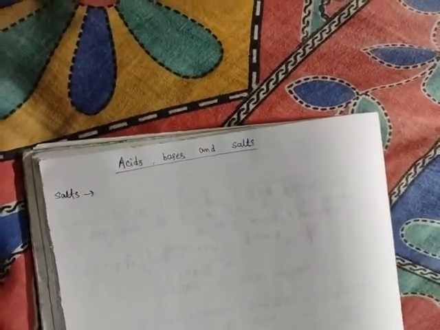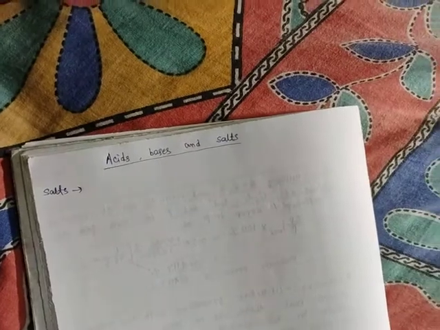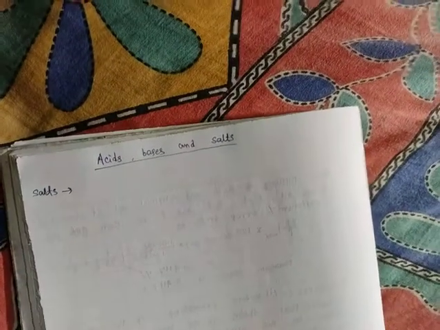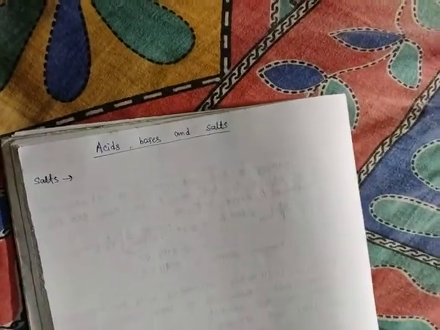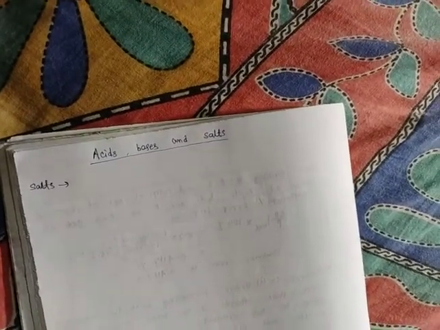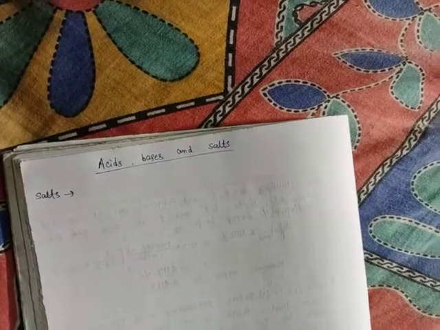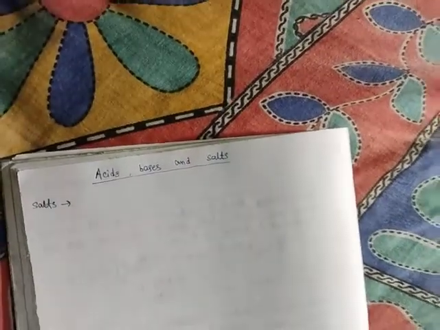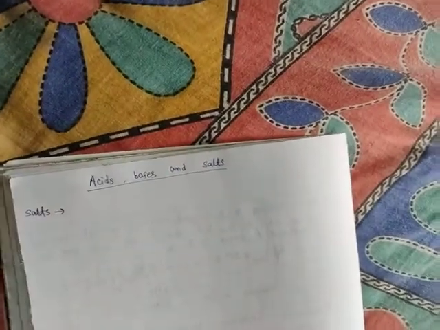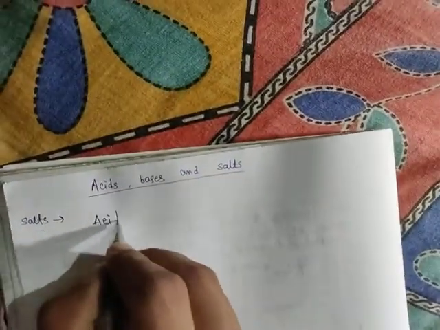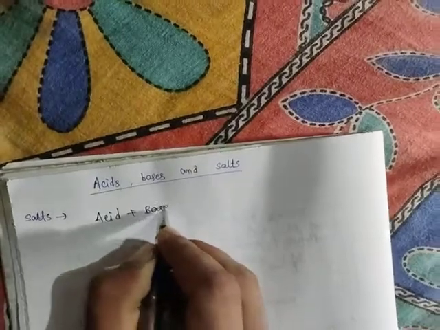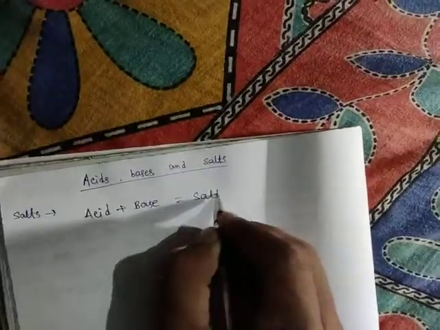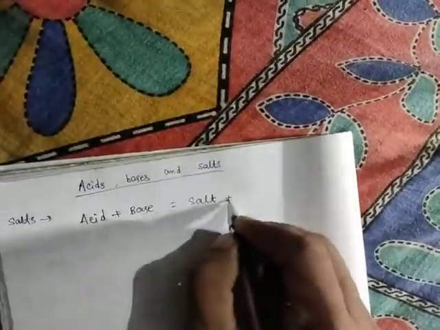In the previous days I discussed the characteristics of bases. When acid and base react, then salt is produced. So a salt is formed when acid and base react. This is the simple definition of salt. When acid and base react, then we get salt.